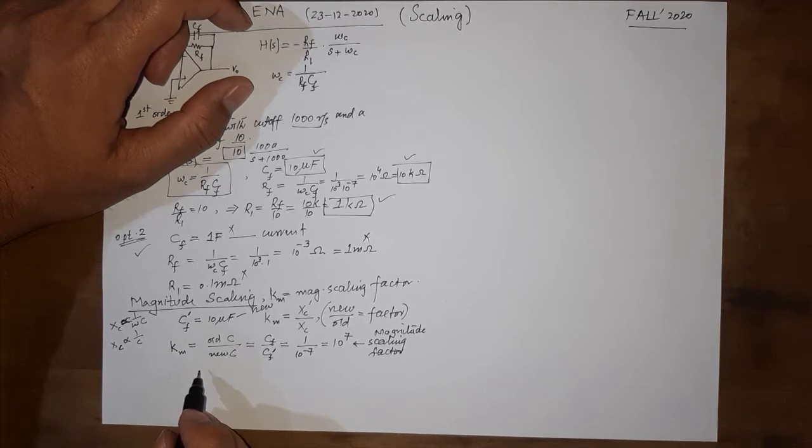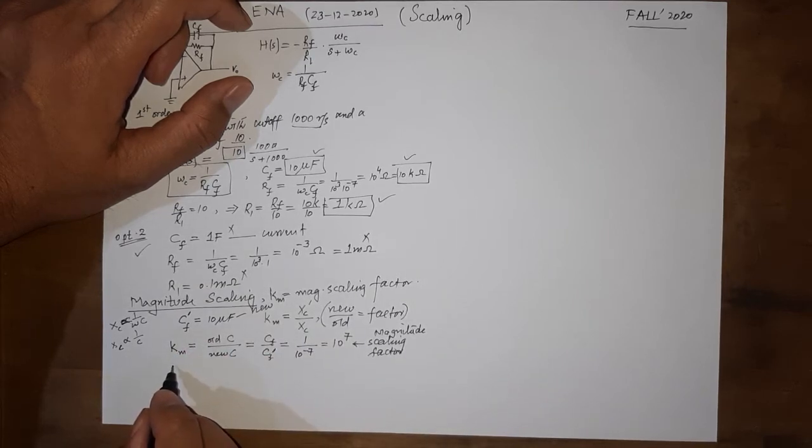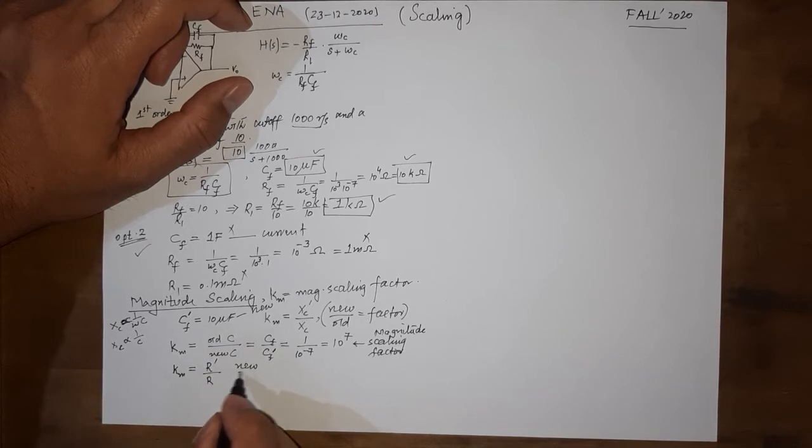So if this is the case, then if we have scaled the magnitude of the capacitances, the magnitude of the resistances also need to be scaled, but a resistance in the frequency domain and time domain is the same. So basically the Km in terms of resistances would be R dash, the new one, divided by the old one, new over old. In terms of capacitances, it would be old over new, but in terms of R dash, it would be the new over old.